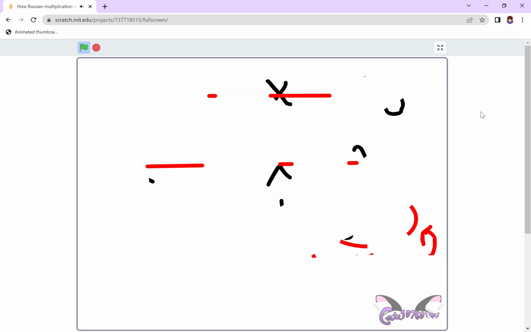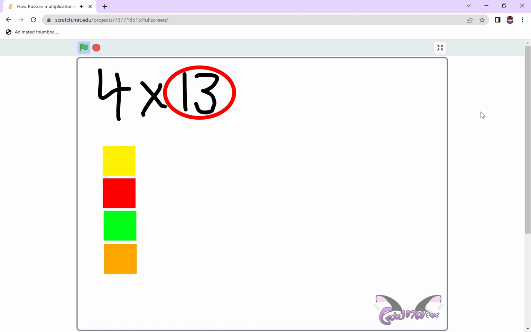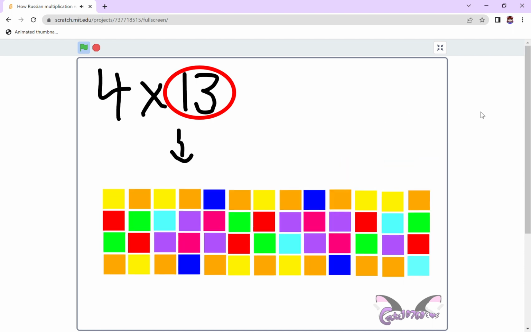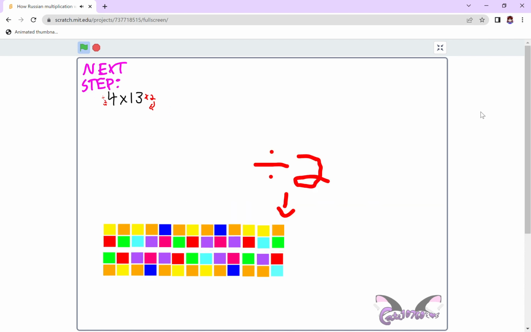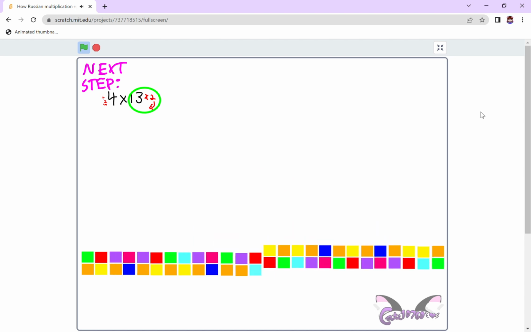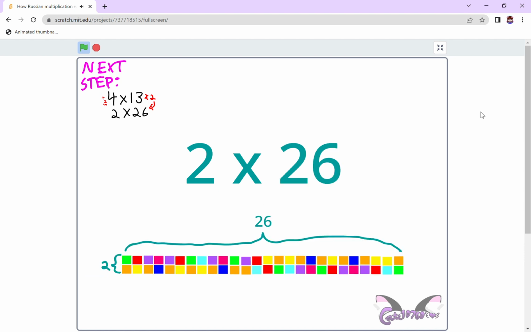But how does this method work? Let me show you. Let's take a 4 by 13 block grid. As the 4 gets divided by 2, the 13 gets times by 2. In order to get the 13 times 2, we have to line the blocks up. This results in 2 times what? 2 times 26.